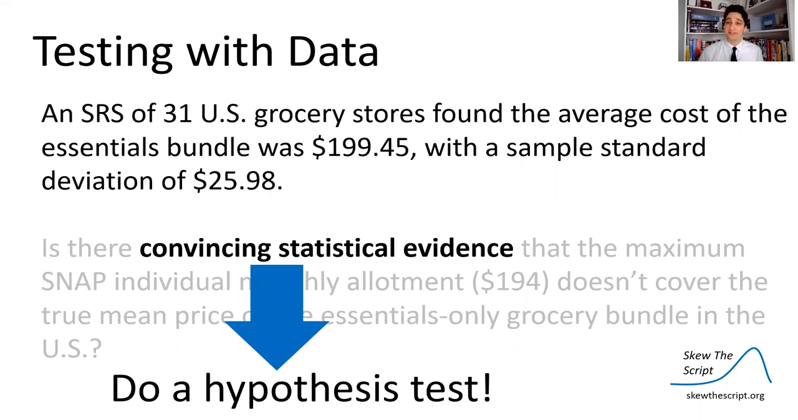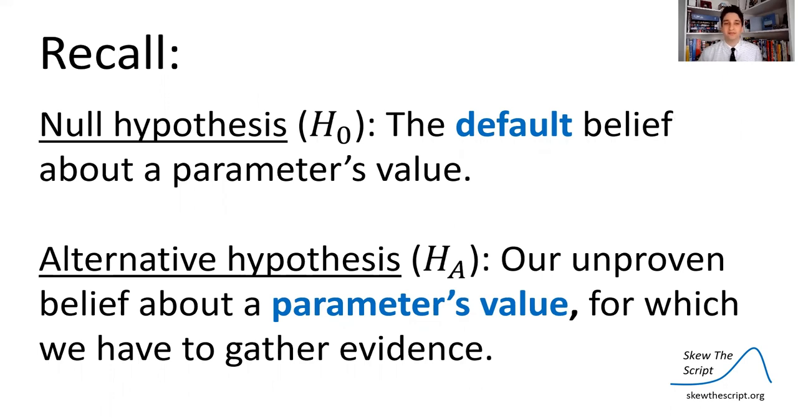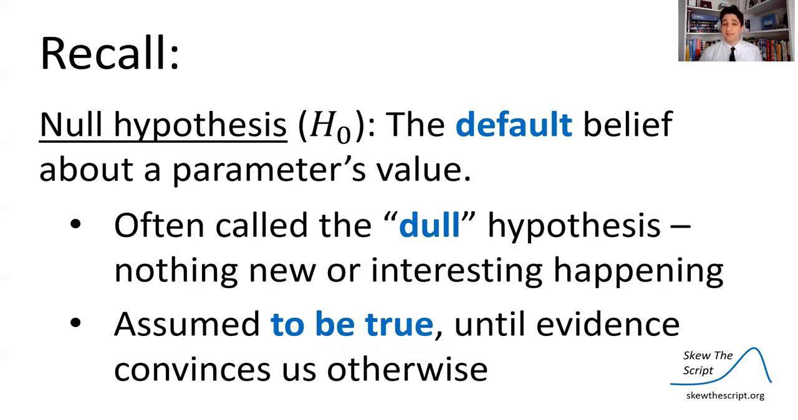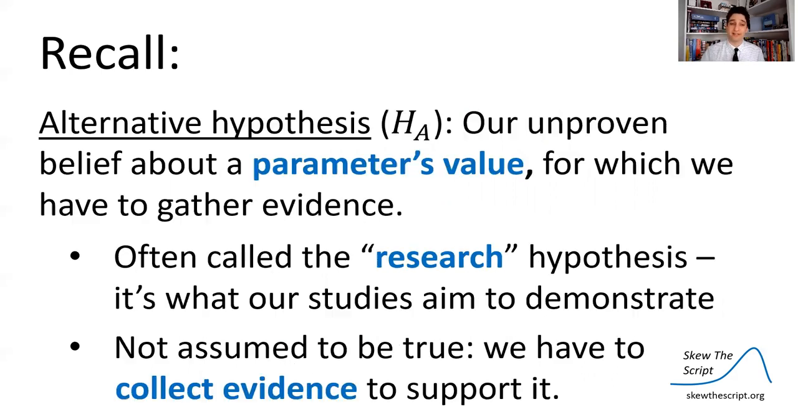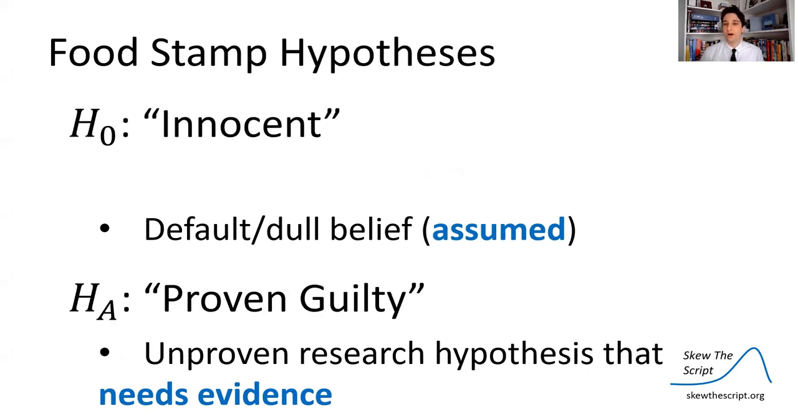So let's do a hypothesis test, because we see that convincing statistical evidence line. We know we have to do a hypothesis test. So the null is the default belief about a parameter's value. Remember that. And then remember also the alternative is our unproven belief about the value for which we have to gather evidence and show. So the null hypothesis, often called the dull hypothesis, because nothing new or interesting is happening and we assume it to be true. It's the default belief. The alternative is the interesting hypothesis. It's a research hypothesis that we might try and demonstrate or show, and we need to collect evidence to support it. So remember our analogy to the court system, innocent until proven guilty, null until proven the alternative.